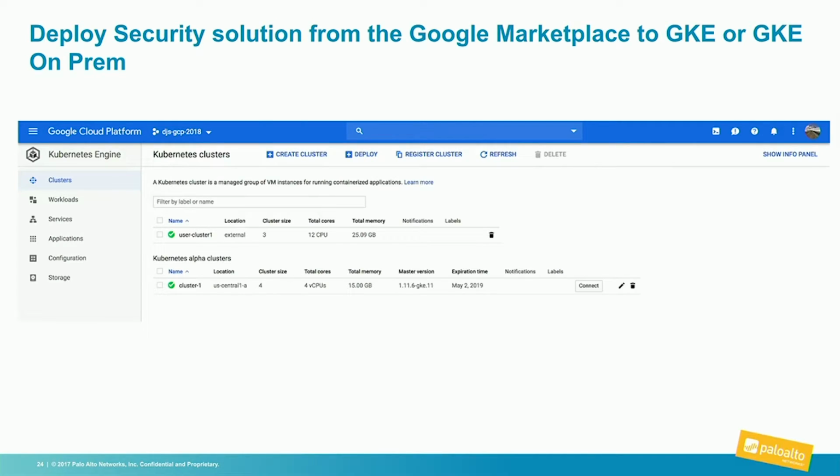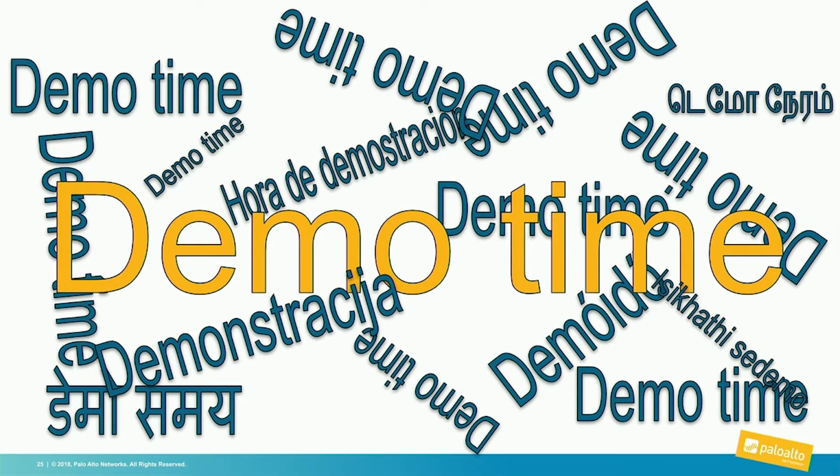So as you can see here from your Google console, you can see two clusters. The fact that one is indicated as external on the top means that that's an on-prem cluster. So from the Google Marketplace, you can deploy this solution across both your on-prem and your cloud running on GCP, GKE on GCP. And then, Ivan, do you have something to say about this?